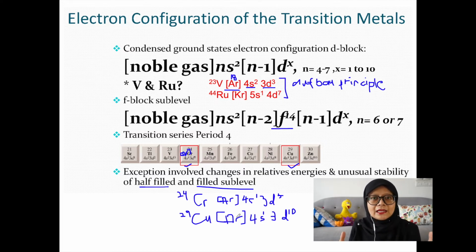Why? As I explained before, chromium has a tendency to form a half-filled sublevel, which is more stable than a partially filled one. And copper has a tendency to form 4s1 3d10, a fully filled sublevel. So this one is half-filled and this one is fully filled.